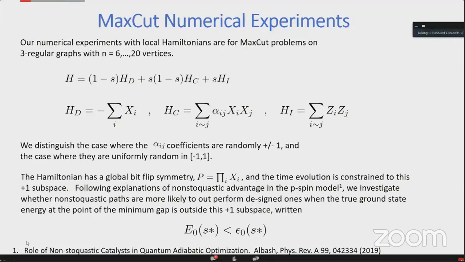And so Tamim Albash had a paper where he explained the non-stochastic advantage in the Peaceman model, or related it to a condition on whether or not the ground state energy is in this +1 subspace or not. So the two things that could happen, right? You're sort of trapped in this +1 subspace, and the question is the true ground state energy at the point of the minimum gap, is it outside this +1 subspace? And this seemed to somehow be related to the non-stochastic examples of non-stochastic enhancement that Tamim looked at.